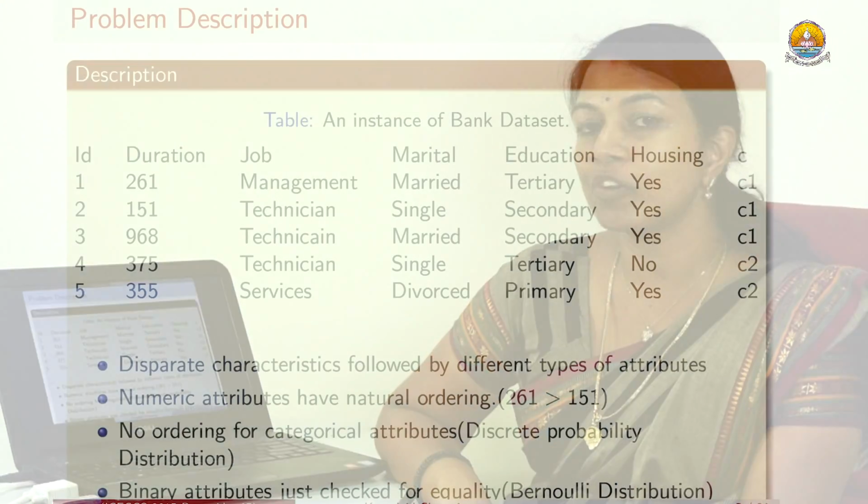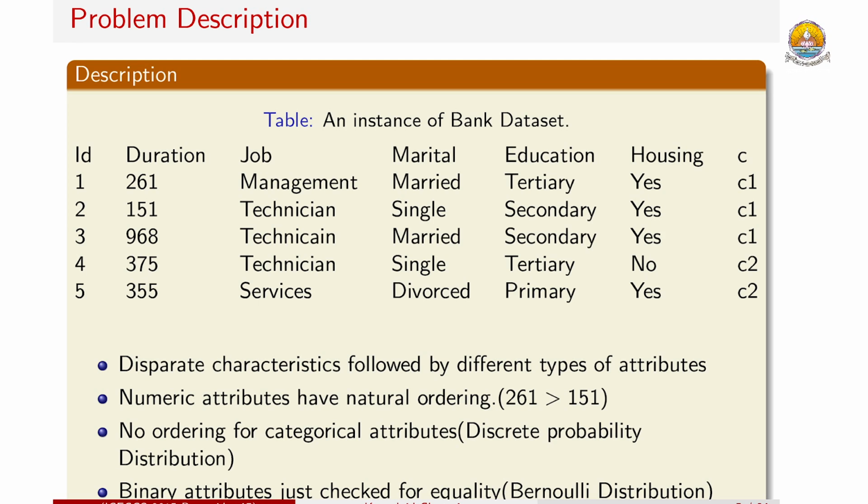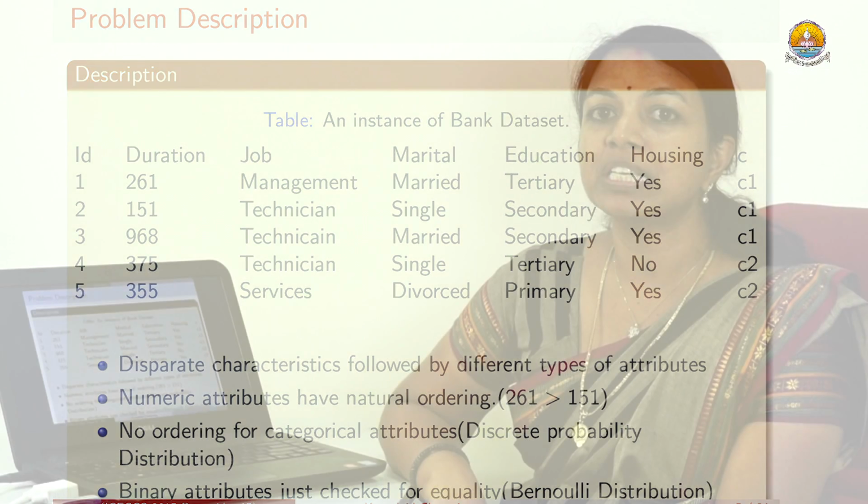Let us consider an instance of a bank dataset which I have got from the UCI repository, consisting of a mix of various attribute types. Let us consider the numeric attribute here, which is duration. The different types of attributes follow disparate characteristics, because numeric follows one, categorical follows another and binary follows another. For example, numeric attributes always have a natural ordering, because 261, for example, is always greater than 151. This type of ordering is always followed.